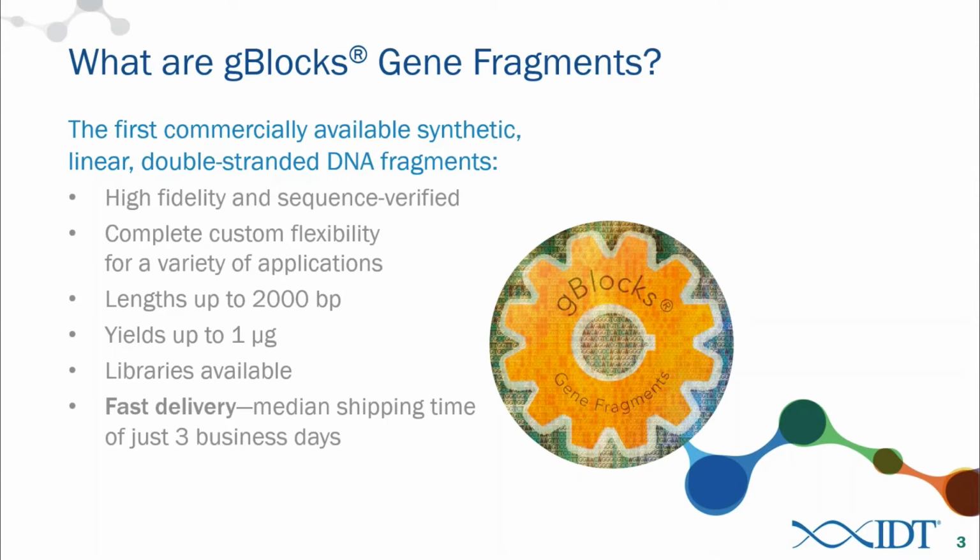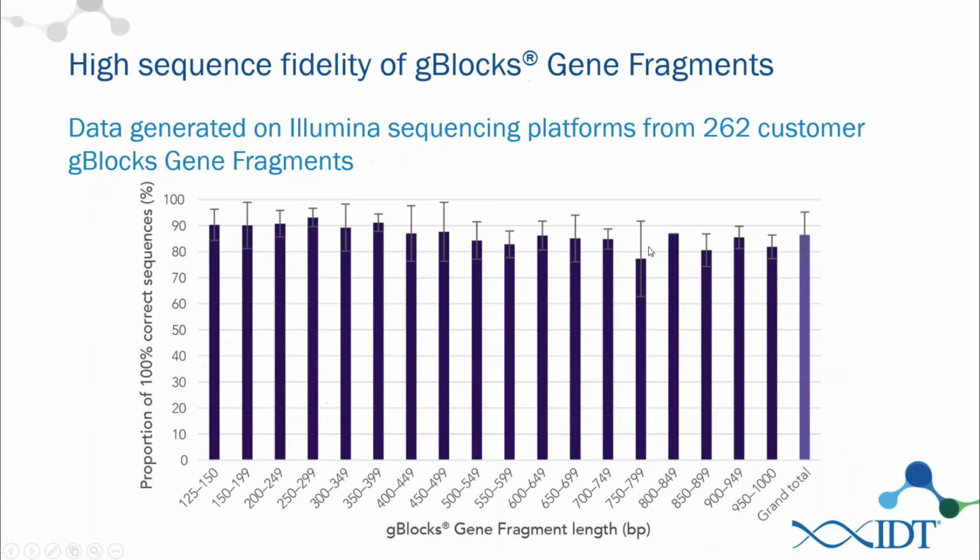We've increased our yields up to 1 microgram for our larger fragments. We've added libraries, and we've been able to decrease the delivery time to have a median shipping time of just 3 business days for our gBlocks. So we've made some advancements, but we've kept a lot of what makes this product great, which is the consistent quality, the low price, and the fast turnaround time.